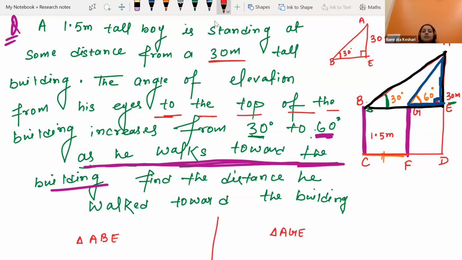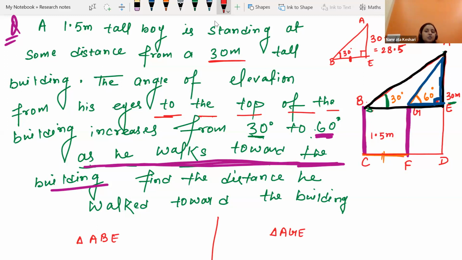The building is 30-meter tall and the boy is 1.5-meter tall. So to get this side, the opposite side, or you call it perpendicular, we can subtract 30 minus 1.5. That is 28.5. Perfect. Now we will be using trigonometric ratio. We are supposed to find this BE because the question is talking about the distance. So that's why we are focusing on opposite side or adjacent side.